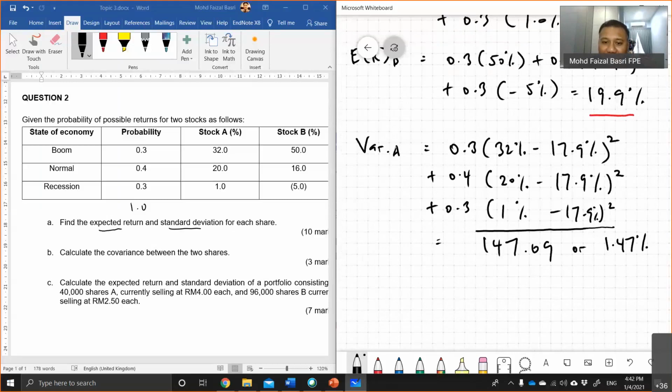So to find the standard deviation for stock A, simply square root 147.09. So I'll get around 12.13%. So that's the standard deviation for stock A.